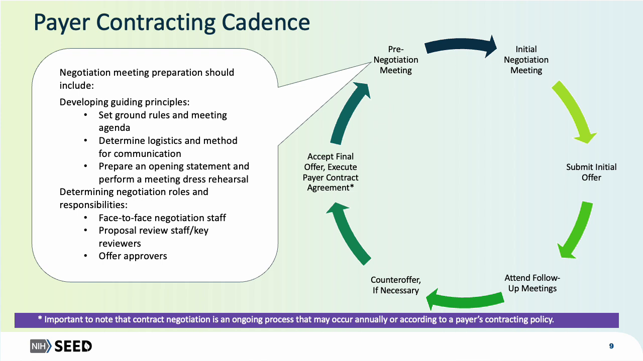This slide represents planning for a typical payer contracting cadence that should include the development of guiding principles, especially for the face-to-face meetings. Things like developing and determining the logistics, how you're going to communicate, prepare opening statements, and honestly, prepare and perform a meeting dress rehearsal. Determine who will be responsible for the negotiation, who's going to be in the meeting, and ultimately, who are the approvers.